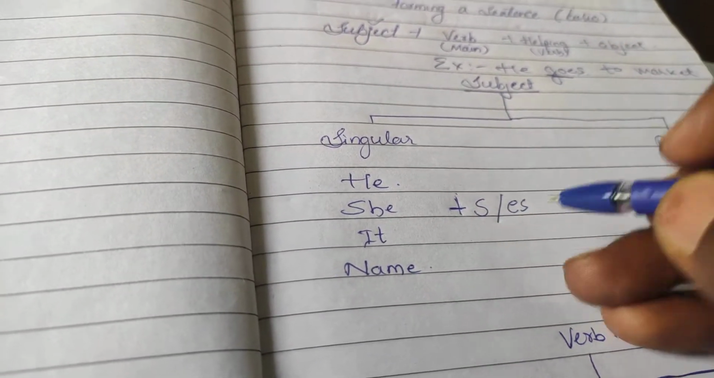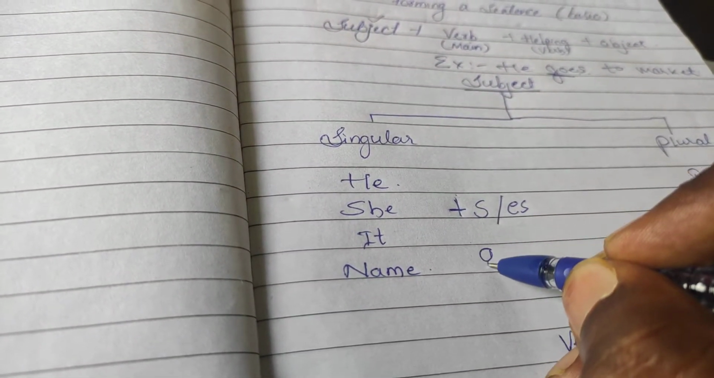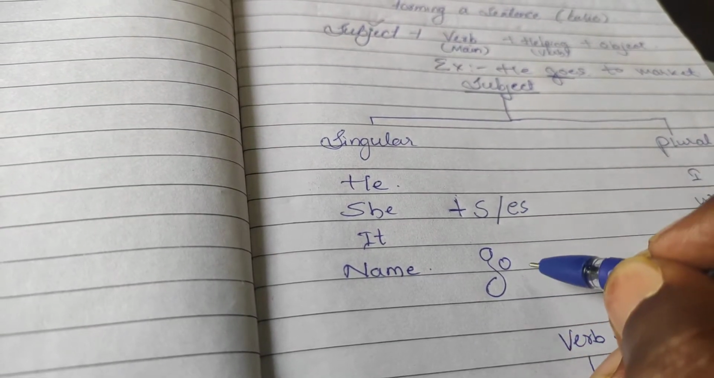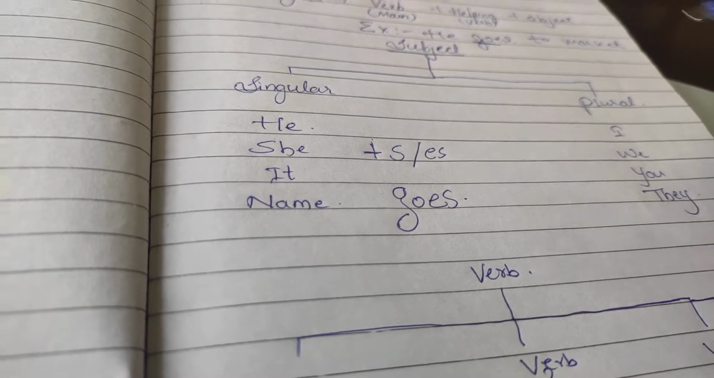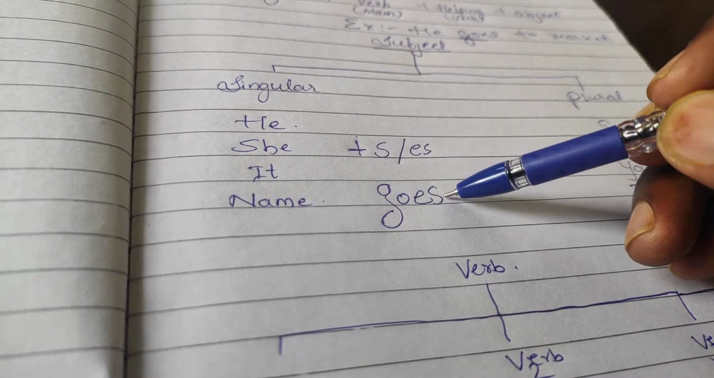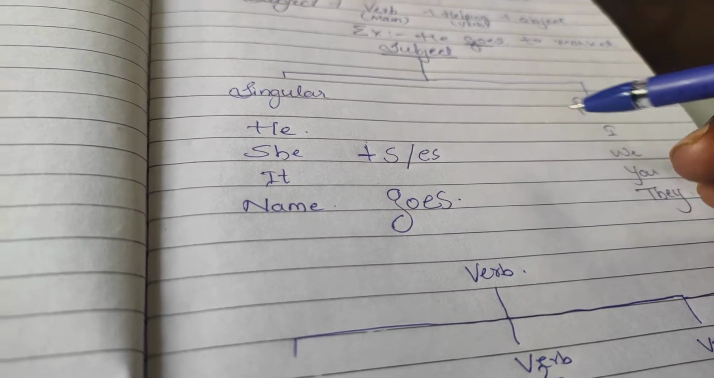Like, for example, I have chosen here go, then you just have to add es, then it becomes goes. So like we have chosen here go, then it becomes goes, since you have added es here.